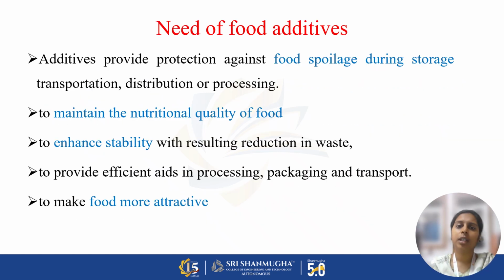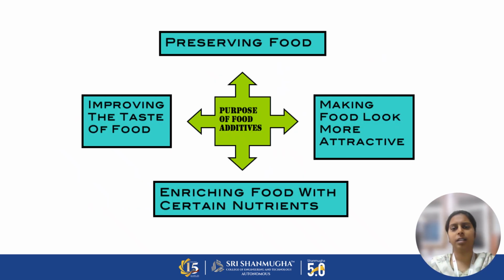The need of food additive: one of the main important factors for the food is nutritional quality. So these food additives can protect the food from spoilage during processing, transportation, distribution, and storage, and also maintain the nutritional quality of the food under all environmental conditions and make the food more attractive. The purpose is to preserve the quality of the food, make food more attractive, enrich food with certain nutrients, and improve the taste of the food.